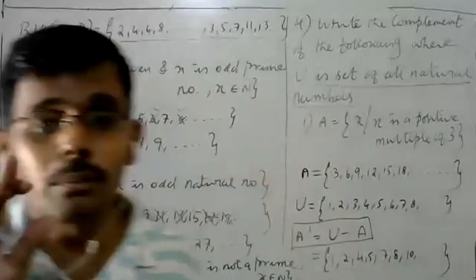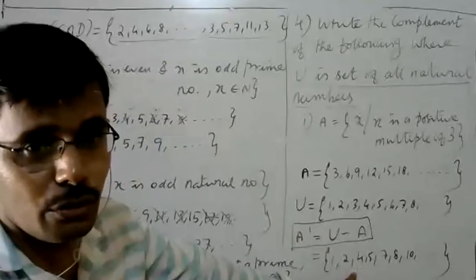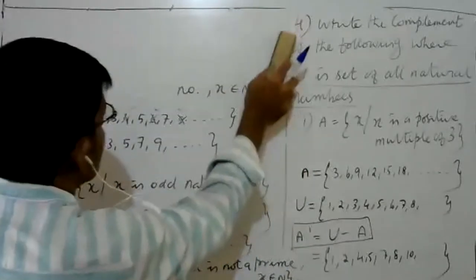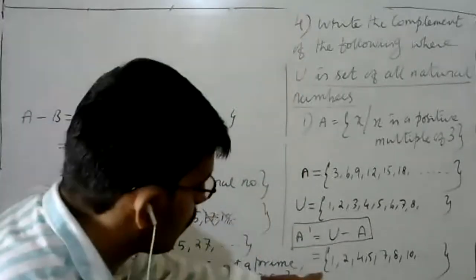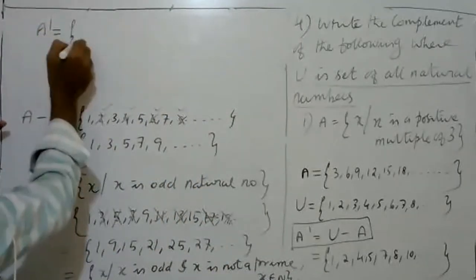Right, this is in roster form. How to write it in set builder form? We have to write this in set builder form. How to write it? Any idea? A dash is equal to the set of all x.